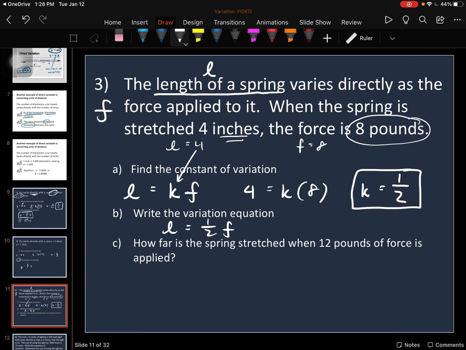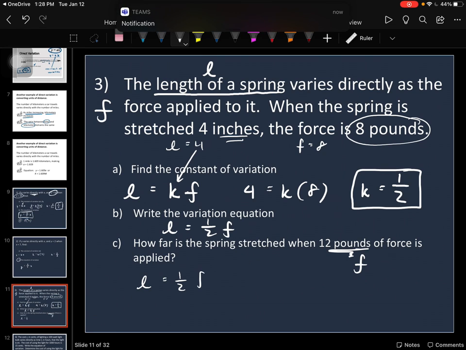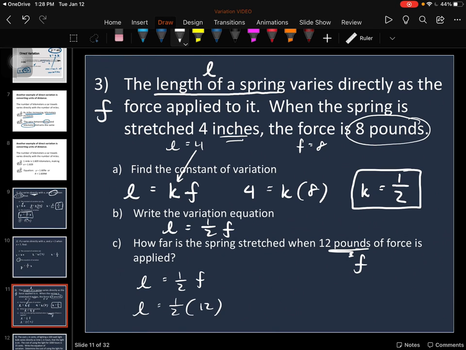So now I'm actually going to ask you a problem about this. It says, how far is the spring stretched when 12 pounds of force is applied? So if I'm telling you 12 pounds of force, that's going to be their F. So we're going to go to our equation, L equals 1/2 F. And we're going to plug in 12 for F. So it's going to be L equals 1/2 of 12. Half of 12 is 6. So then we get 6 inches as your answer. So make sure you get your equation, and then you're just plugging in your equation from there.